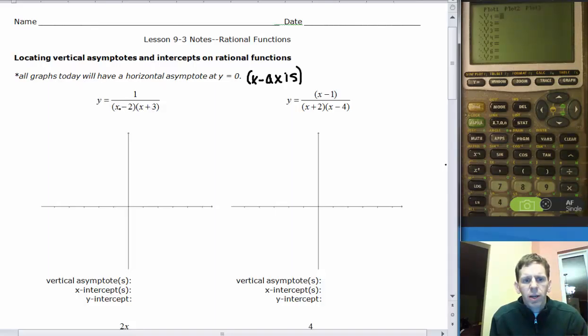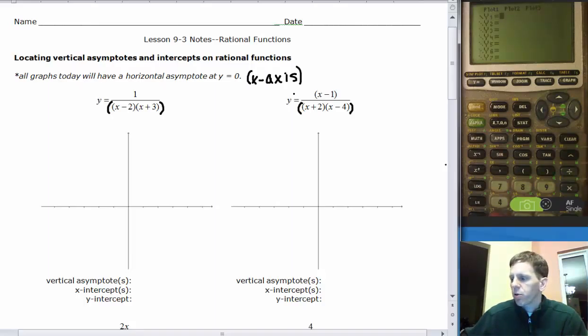And in cases where we have multiple expressions, what we're going to do as we type this in our calculator is put an additional set of parentheses any place where we have multiple factors in the denominator. So you'll notice we have that here and here. If we had multiple factors in the numerator, we would do the same thing, but we don't have that in either of these cases. Let's take a look at our first equation, y equals 1 over the quantity x minus 2 times the quantity x plus 3.